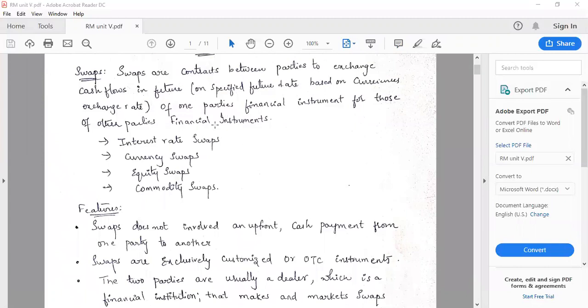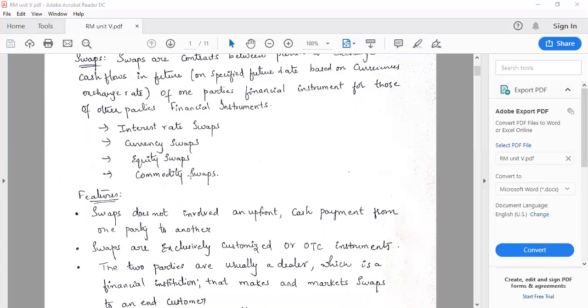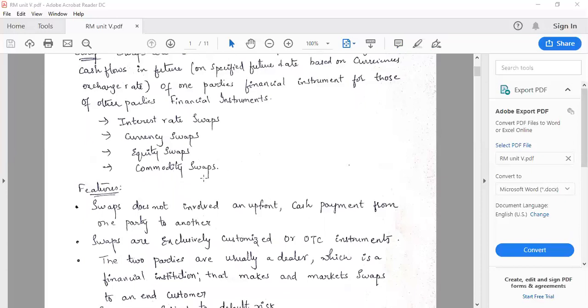So here we are mentioning financial instruments. What are those financial instruments? Equities or stock, sometimes stock exchanges, and commodities like salt, pepper, crude oil, gold, silver, and all those things will be exchanged. And here we have different types of swaps also: interest rate swaps, currency swaps, equity swaps, and commodity swaps.